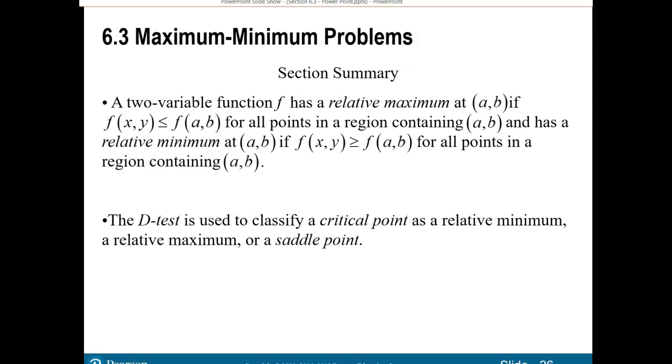And then more importantly here, that's just more of a general description of the definition, but in practical use to find those points, we use the D test. So we use the D test, the formula for D, to classify a critical point as being a relative max, a relative min, or a saddle point. So that requires finding all your partials, being able to find your critical points, plug them into the D value, and then know what the rules are. All right, so that is the end of section 6.3.